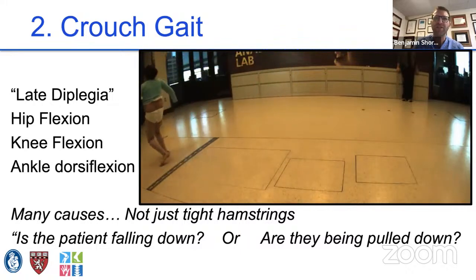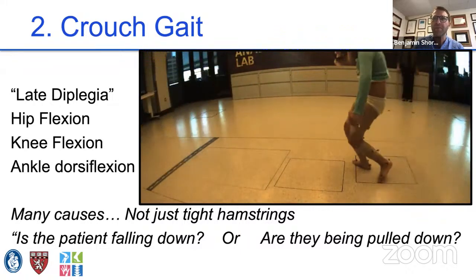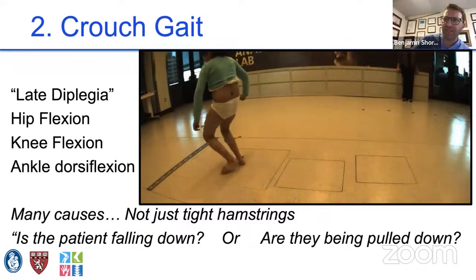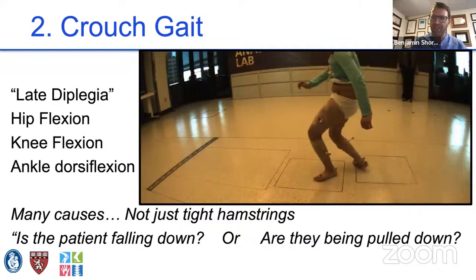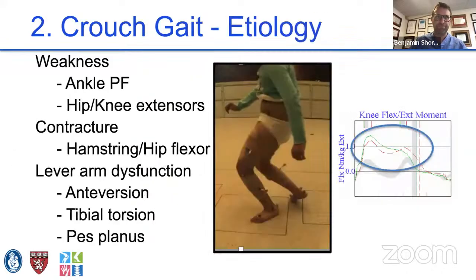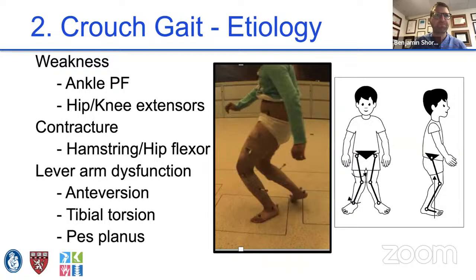If the hamstrings you think are tight, but the pelvis is tipped anteriorly, it's unlikely that those tight hamstrings are contributing in a negative way. So when we think about the etiology for crouch gait, it can be weakness, contracture or lever arm dysfunction, as we talked about.